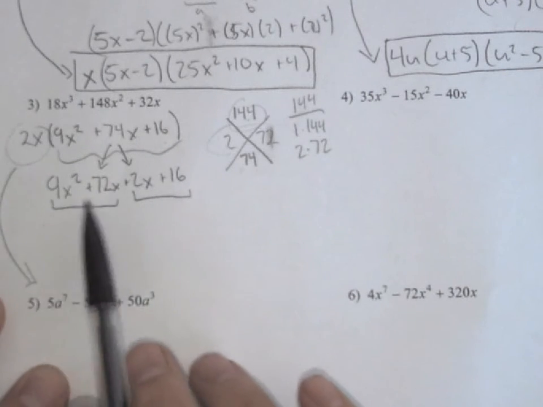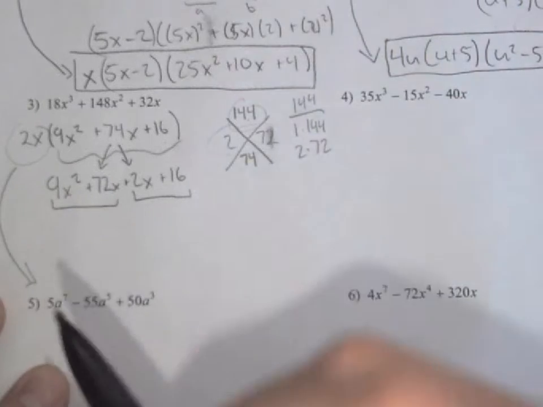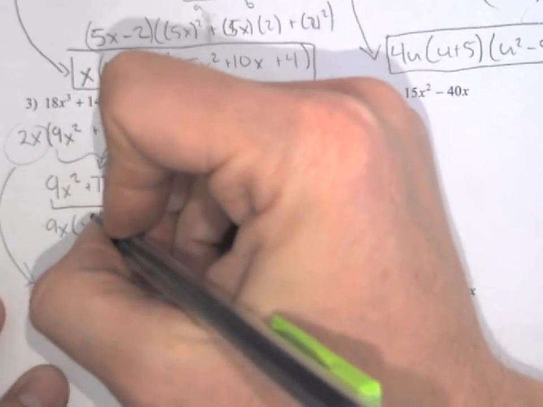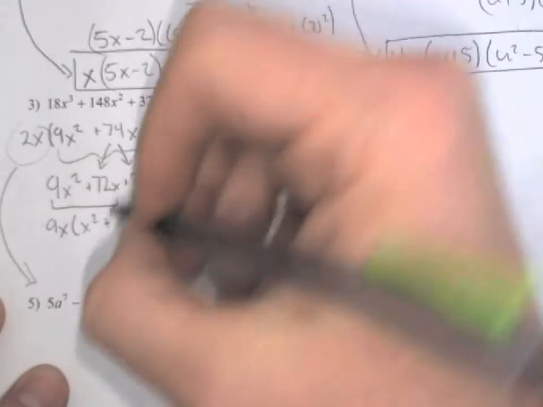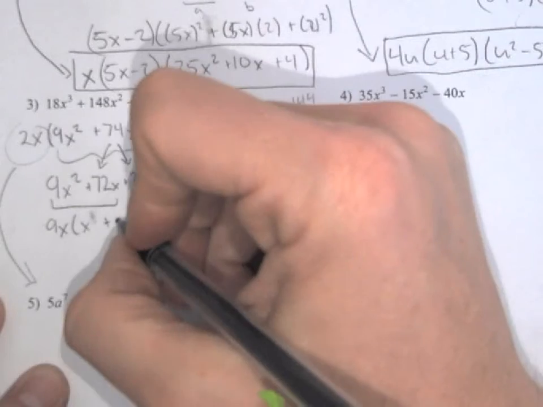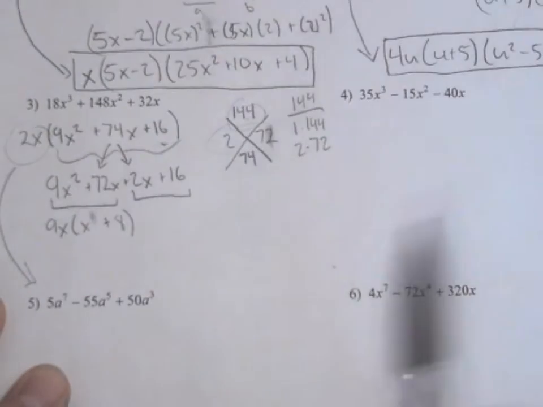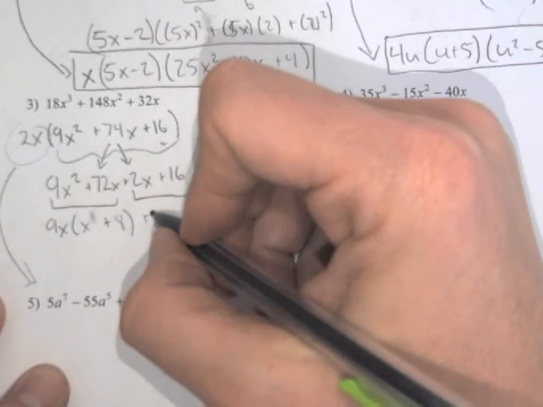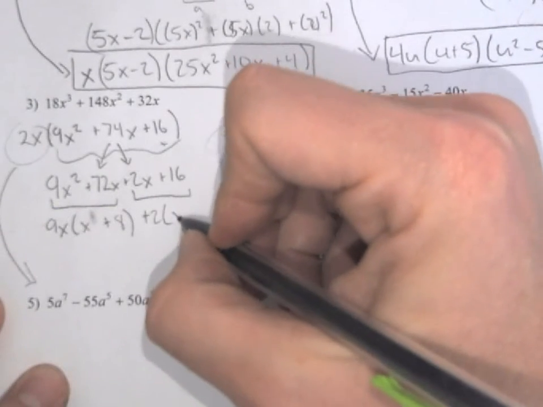Now these guys have a common factor of 9 and x. So if I factor out a 9x, I'm going to be left with x plus 8. Oh, sorry, not x squared plus 8. X plus 8, excuse me. And then over here, these have a common factor of 2. So if I pull out a 2, I'm going to be left with x plus 8.